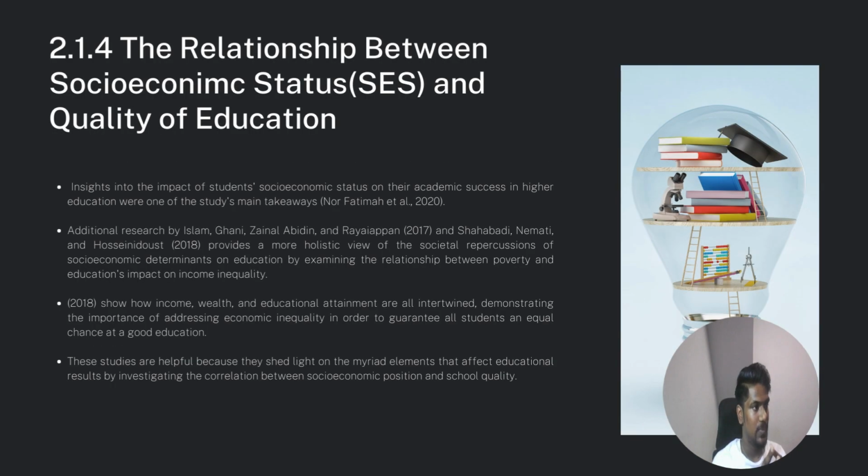So next will be the relationship between the socioeconomic status and the quality of education. So we can conclude that the higher your academic success, the higher your socioeconomic status will be. So the person who scores well should come from a higher socioeconomic class. So this study is also helpful because it sheds light on the myriad elements that affect educational results by investigating the correlation between socioeconomic position and school quality.